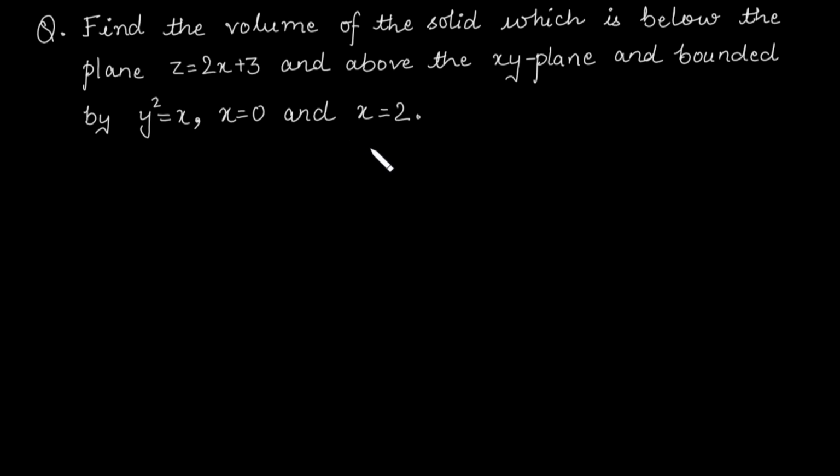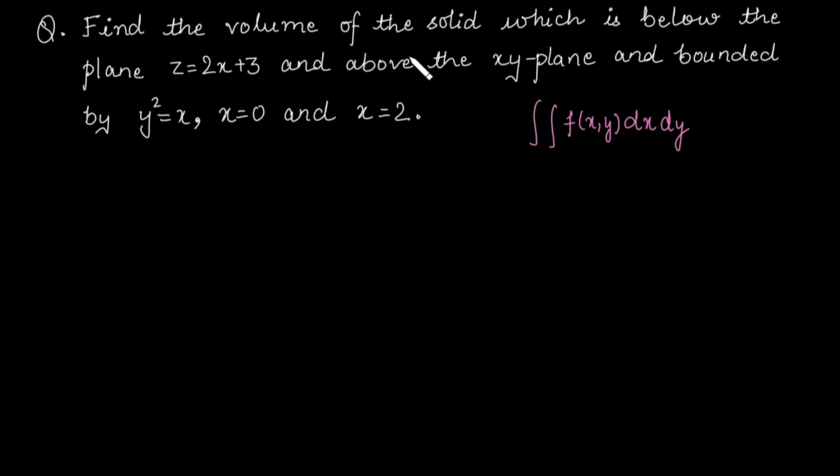With the help of double integration, we have evaluated the area of the region by taking the function as 1. Right now, the question is: find the volume of the solid which is below this plane and above the xy plane, bounded by these three curves. In this question, we need to calculate the volume instead of area. It means in double integration, we cannot take the function as 1. There must be a function that depends upon the x and y variables, and then we can integrate that with respect to x and y. As per this question, the function is z = 2x + 3.